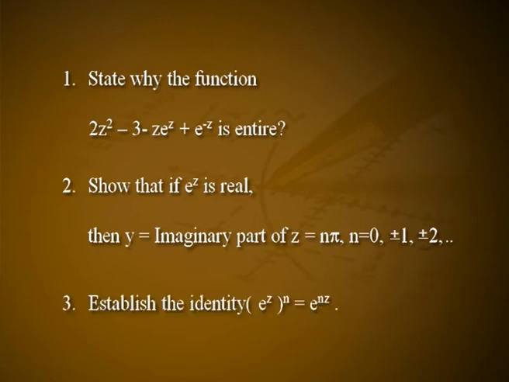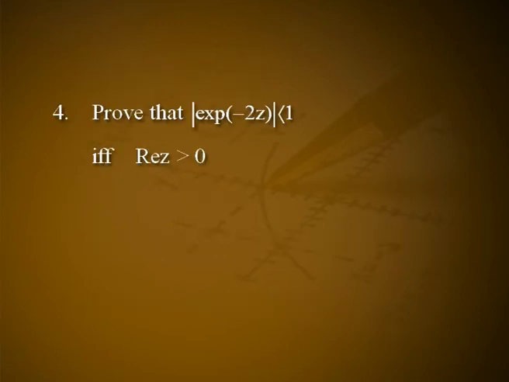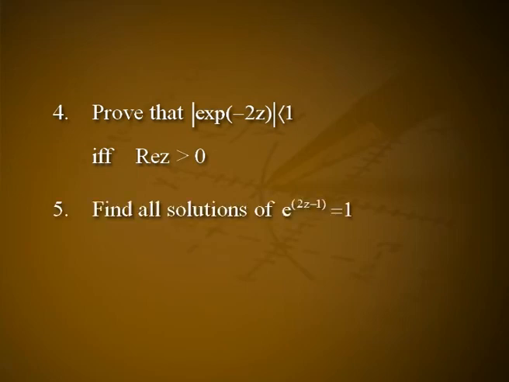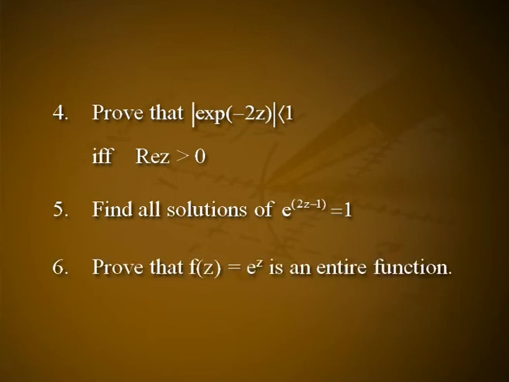The third question. Establish the identity (e raised to z) whole raised to n is equal to e raised to nz. Fourth problem. Prove that modulus of e raised to minus 2z is less than 1 if and only if real part of z is greater than 0. Fifth problem, find all solutions of e raised to (2z minus 1) equal to 1. Prove that f of z equal to e raised to z is an entire function.